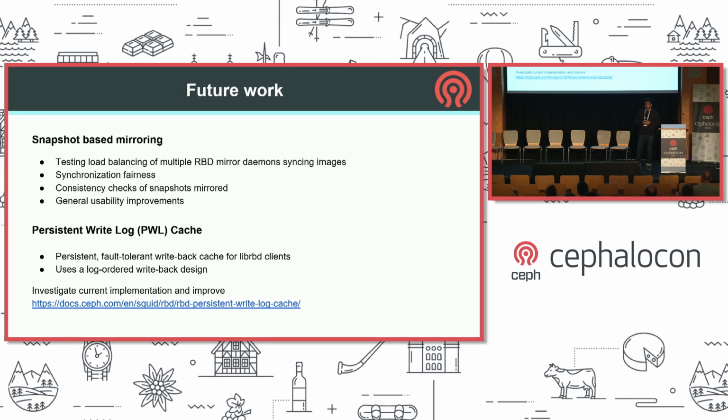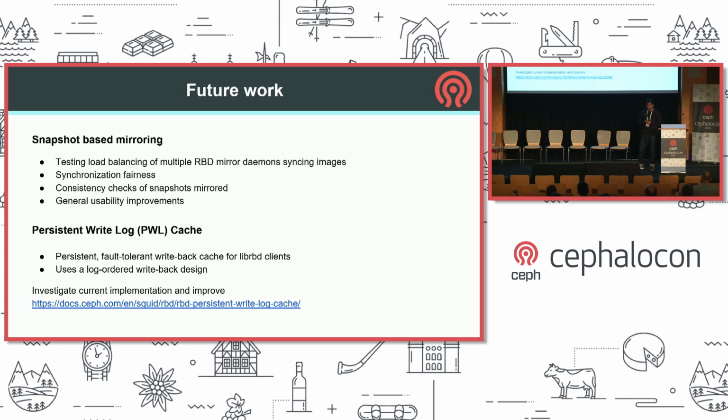And we also want to do a checksum of the snapshots that are getting mirrored. We want to come up with something smarter than just checksumming the secondary image and then comparing that to the primary image and making sure it works. We want to come up with a better way of doing it, and also general usability improvements.